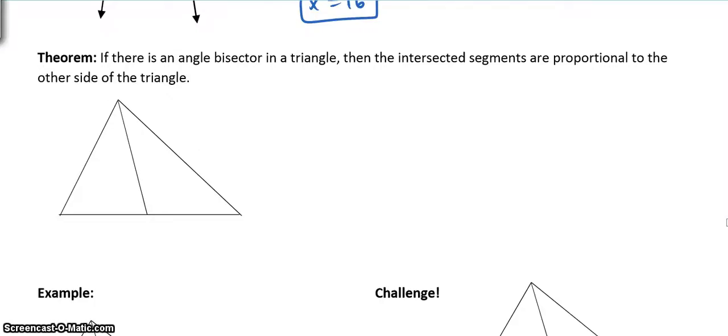The next theorem states, if there's an angle bisector in a triangle, then the intersected segments are proportional to the other side of the triangle. Say what? Let's label this and explore a little.